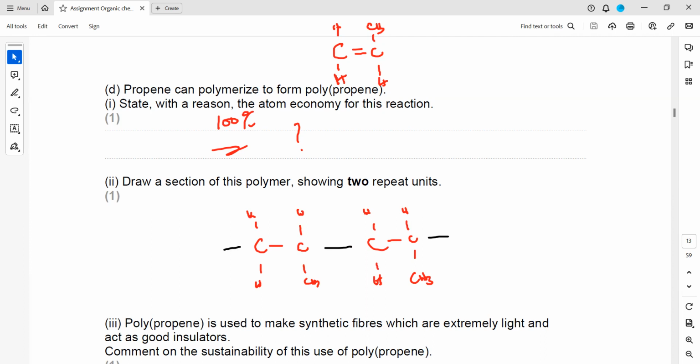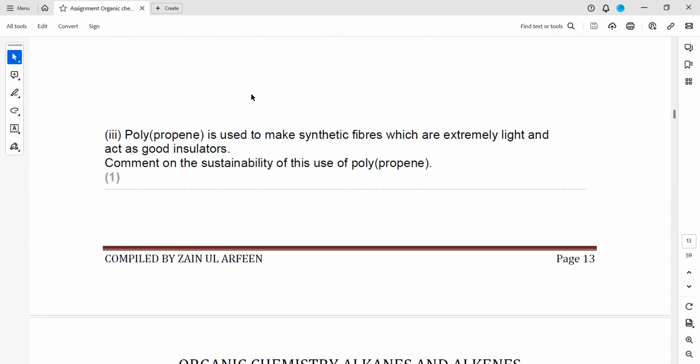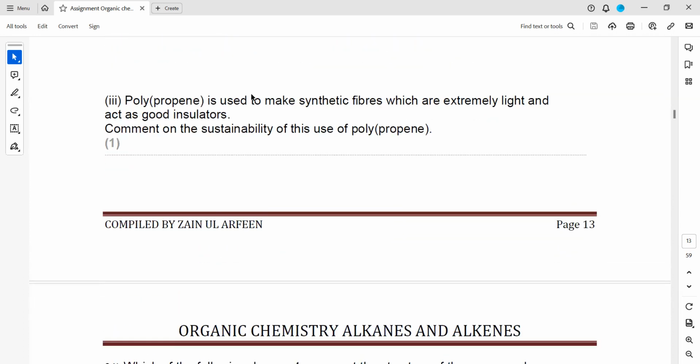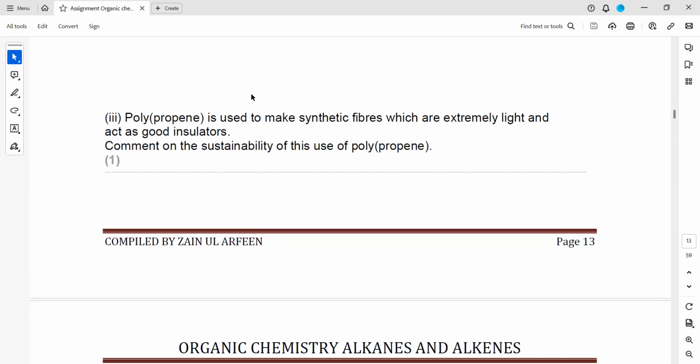But don't put a bracket and n. Why? Because they did not ask to draw the polymer. They asked just for a section of the polymer, the part of a polymer. What happens in polymerization? The small unsaturated hydrocarbons break the double bond and turn into a carbon single bond, and they form a long chain compound. You did this in IGCSE chemistry as well, the organic chemistry, drawing the different addition polymers.